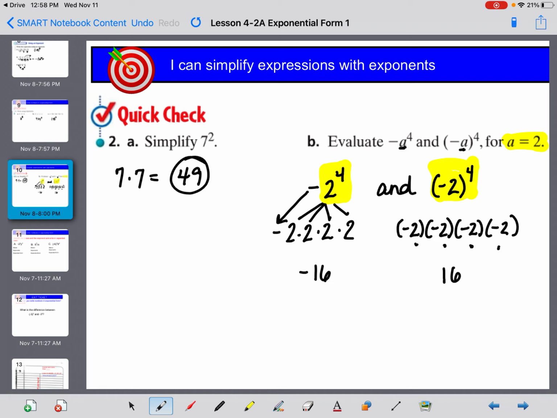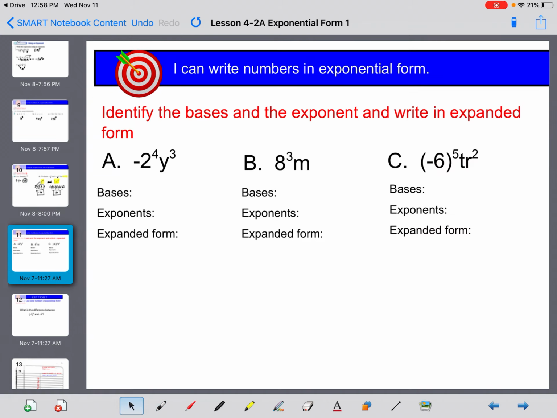So although these that are highlighted, negative 2 to the fourth and negative 2 in parentheses to the fourth, seem to be very similar, you get a very different answer. One is positive and one is negative. So make sure you're being very careful about what they're asking.